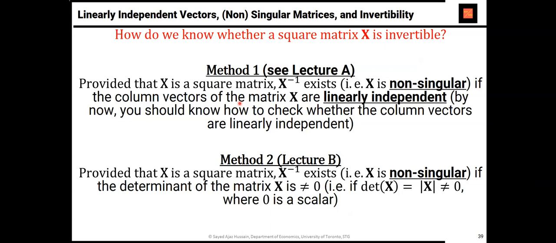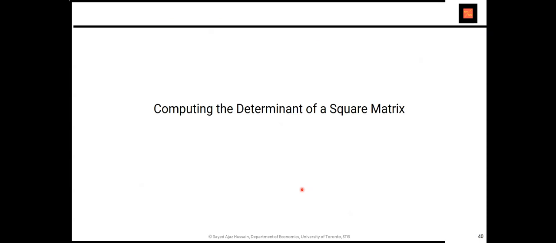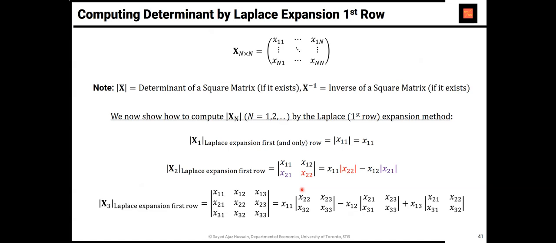How do you know that a matrix is invertible? You could exploit lecture A, so I'll leave that as an exercise. Or you could compute something called the determinant. And if the determinant is not equal to 0, the inverse exists, right? And if it is 0, the inverse doesn't exist. We're now going to see how to compute determinants. This is not going to be pretty.